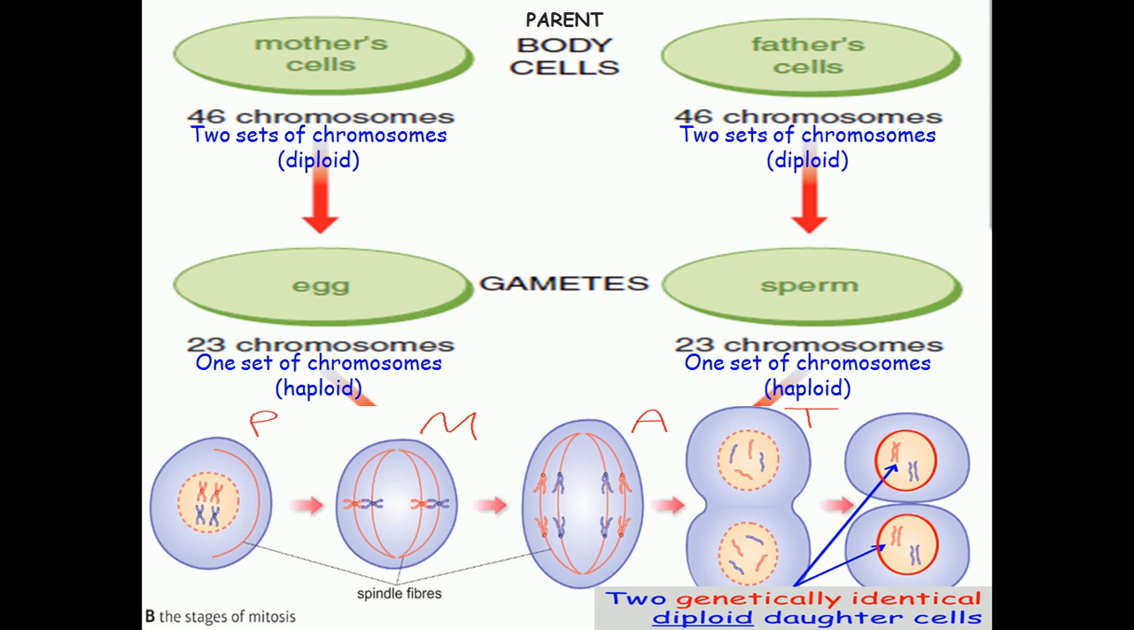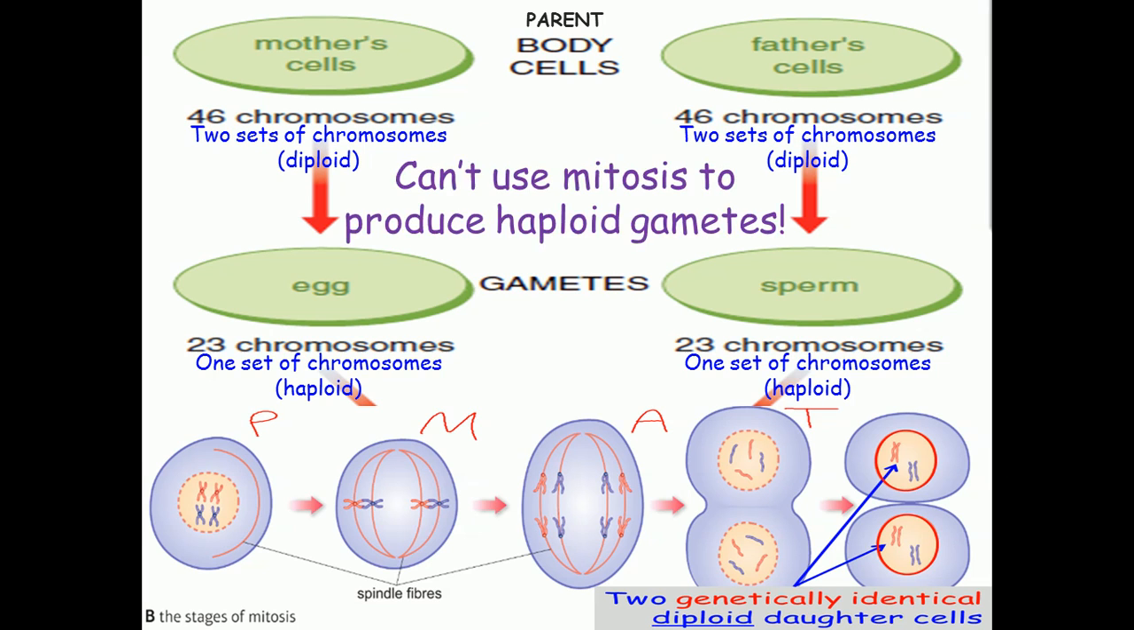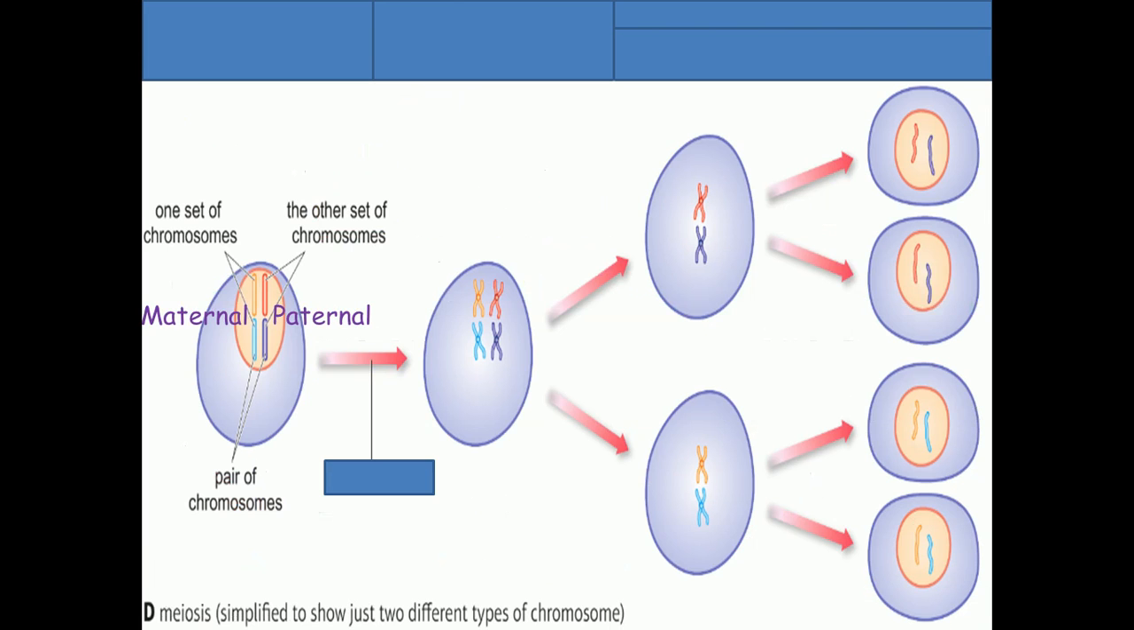Now we learned in SB2 that you could make cells using mitosis, but the problem with mitosis is that it produces diploid cells. So therefore you cannot make haploid gametes using mitosis. Instead, a different cell division is used called meiosis. And the stages of meiosis are not required for you to know in the exam. However, you need to know the difference between mitosis and meiosis.